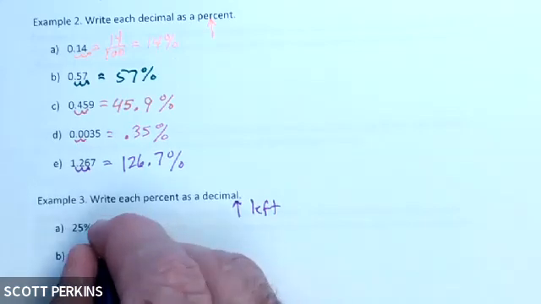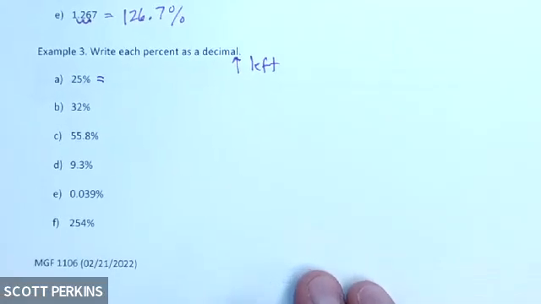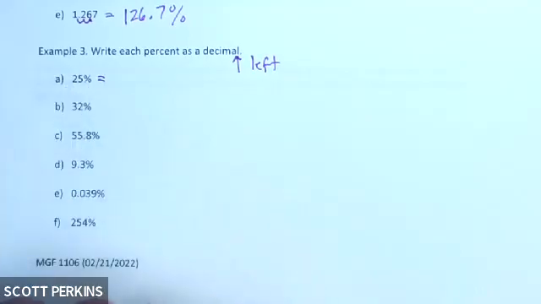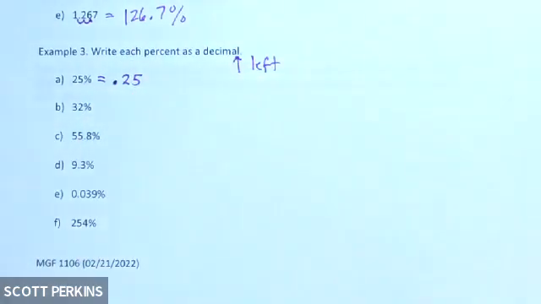So 25%, again, you're welcome to make this into a fraction first and then use your calculator because percent means divide by 100. So I'm just going to move my decimal 2 places to the left and I get 0.25. 25 divided by 100 is 0.25. So I'm just going to give you a minute and a half. Go ahead and do the other 5 problems. Write each of those as a decimal.